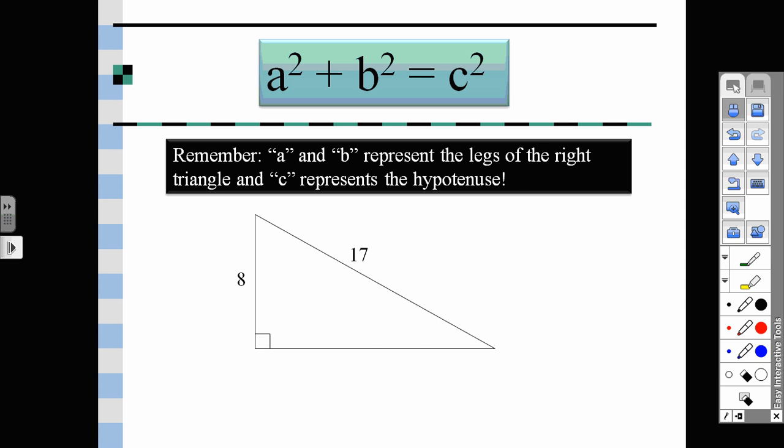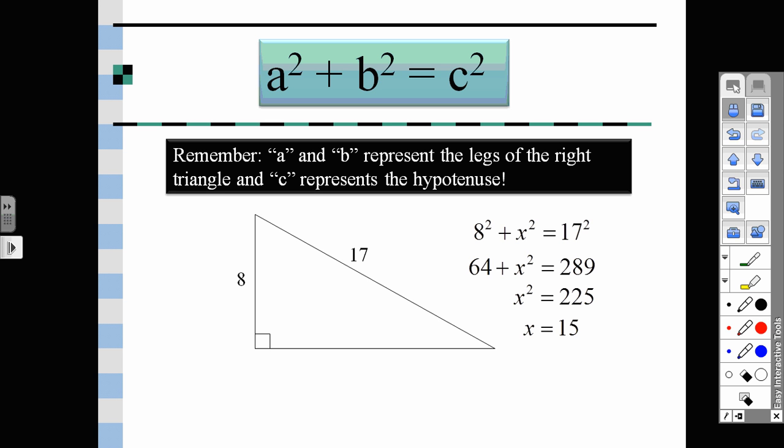So if we look at this one, we're looking for one of the legs. So we have 8, which is a, let's say, and 17, which is c. So if we plug that in, I guess I called b x, that's okay. 8 squared plus x squared is going to equal 17 squared. So you just have to make sure that you don't put the 17 over here and solve for c. All right, so go through and solve this. Here we go, and look at that, we get x equals 15.